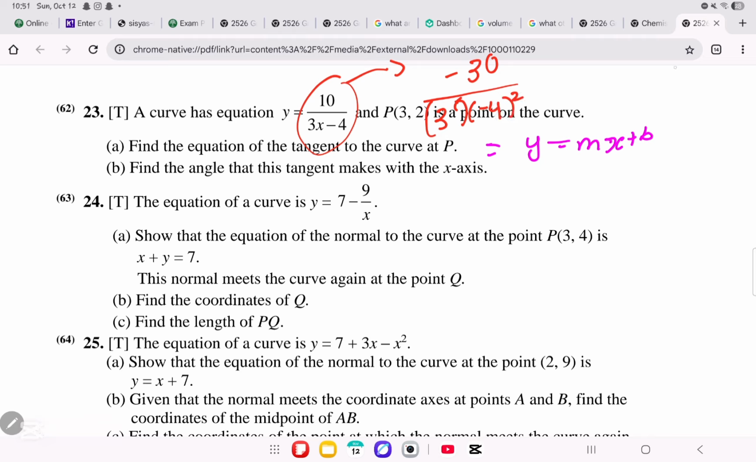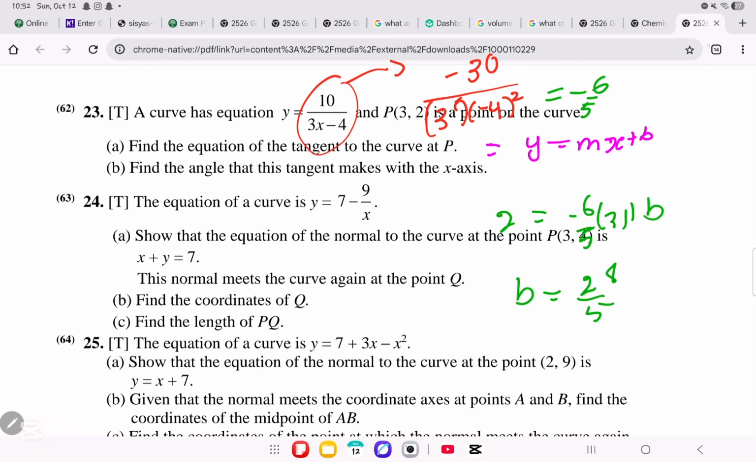So how do you find the slope of the tangent? You just substitute x in here. When you substitute x in here, you are supposed to get an answer of minus 6 over 5. So now we have the value of m. y equals minus 6 over 5x plus b. How do we find b? By substituting x and y. After substituting x and y, you will get the value of b to be 28 over 5.